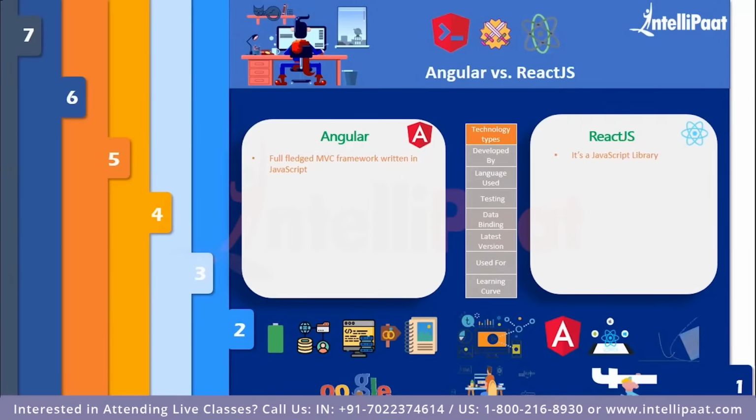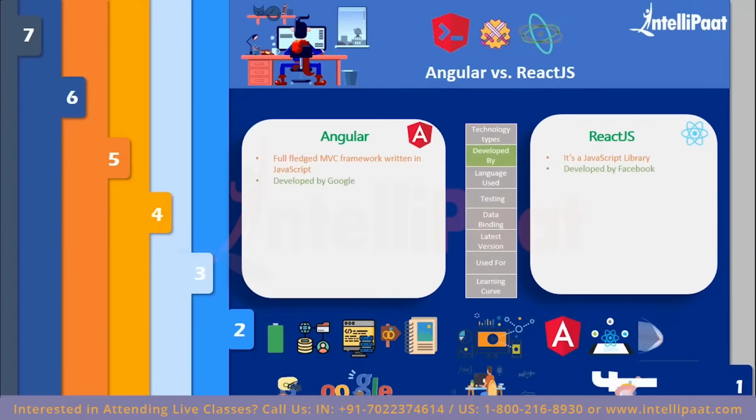First, technology types. So Angular is a full-fledged MVC framework which is written in JavaScript, whereas React.js is nothing but a JavaScript library, right? And guys, the second parameter is that AngularJS was developed by Google in 2010, and in 2016, the Angular team created Angular 2, which was a complete rewrite of AngularJS, and it was actually a completely new framework. So in order to avoid confusion with the previous version, the Angular team decided to remove JS from the original name, and since then, this new framework is known as Angular. And in case of React.js, it was developed by Facebook in 2013, and since then it has been used as it is, and of course, with some changes and updates made regularly.